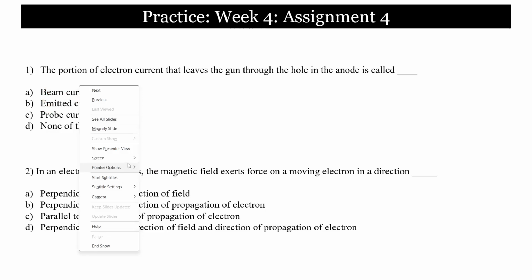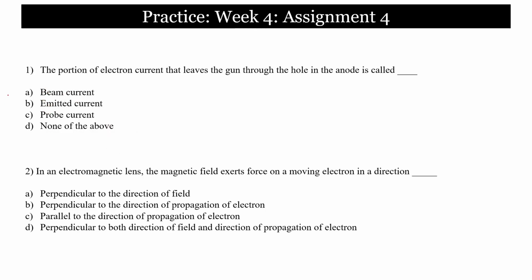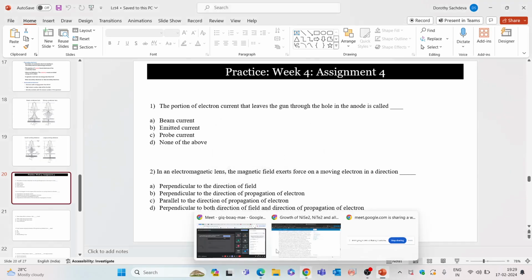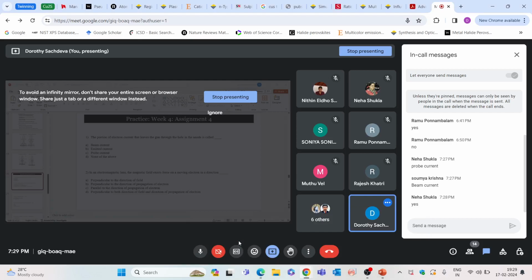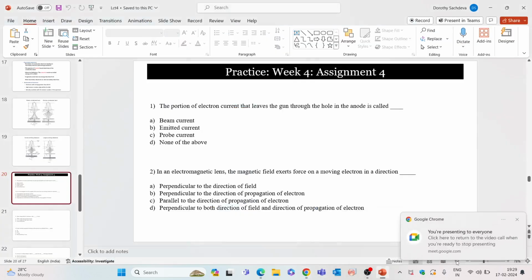Option A. The probe current is the one which is experienced by the specimen. They are asking about the current after the anode. It is known as the beam current. So this is clear, Neha? Okay, Shomya is saying beam current. Yeah. Okay, Neha, we'll move towards question 2.